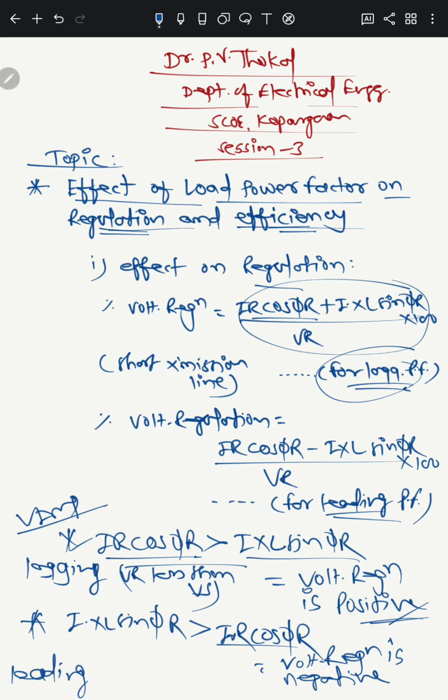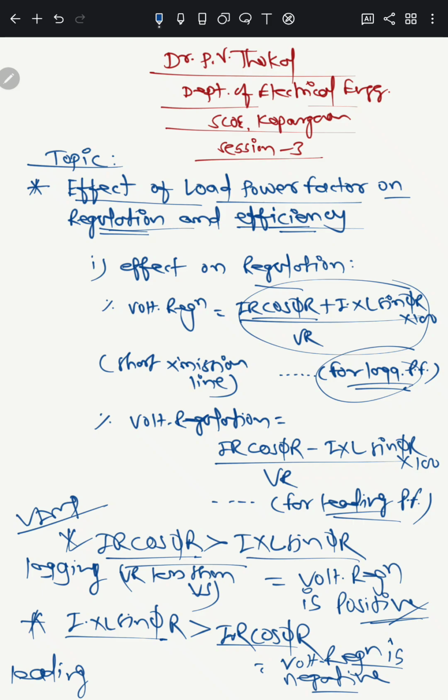And for given V R and I, the voltage regulation of the line increases with a decrease in the power factor for lagging loads. This was point number 2. Point number 3: when the load power factor is leading, then I into X L sin phi R will be greater than I R cos phi R. In this case, voltage regulation is negative for leading power factor.